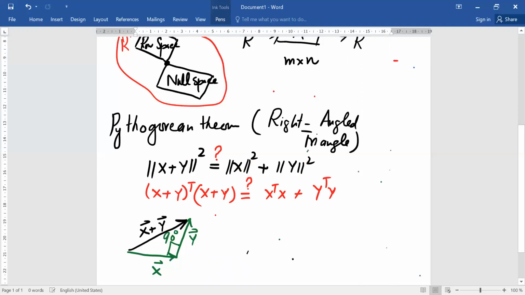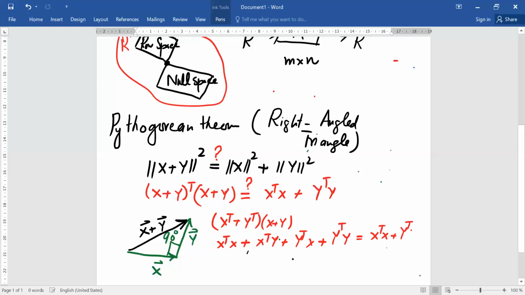Okay. And now if I open this up, on the left hand side this will become X transpose plus Y transpose, and then I will have this X plus Y. If I multiply them together, this will give me X transpose X, then this X transpose goes with the Y, so this will become X transpose Y plus Y transpose X plus Y transpose Y. That will be equal to X transpose X plus Y transpose Y.